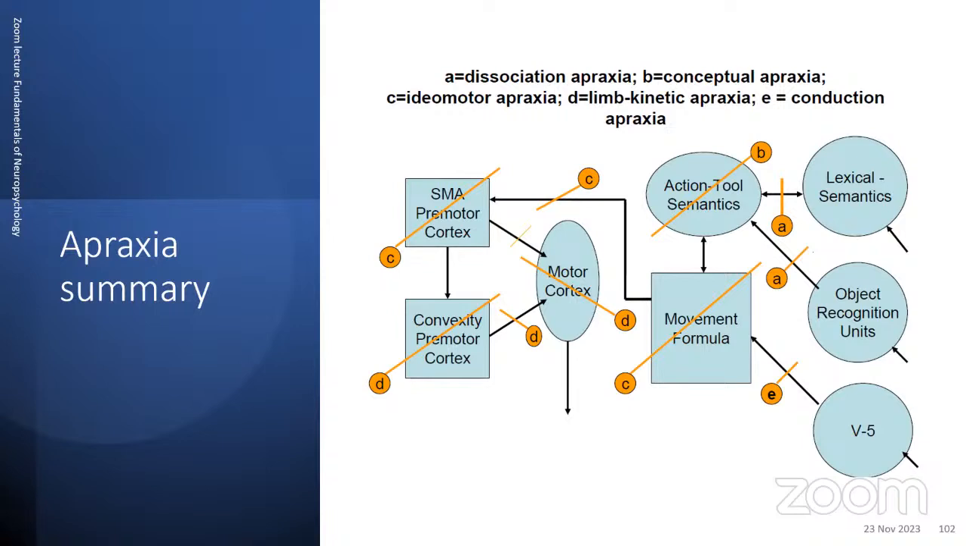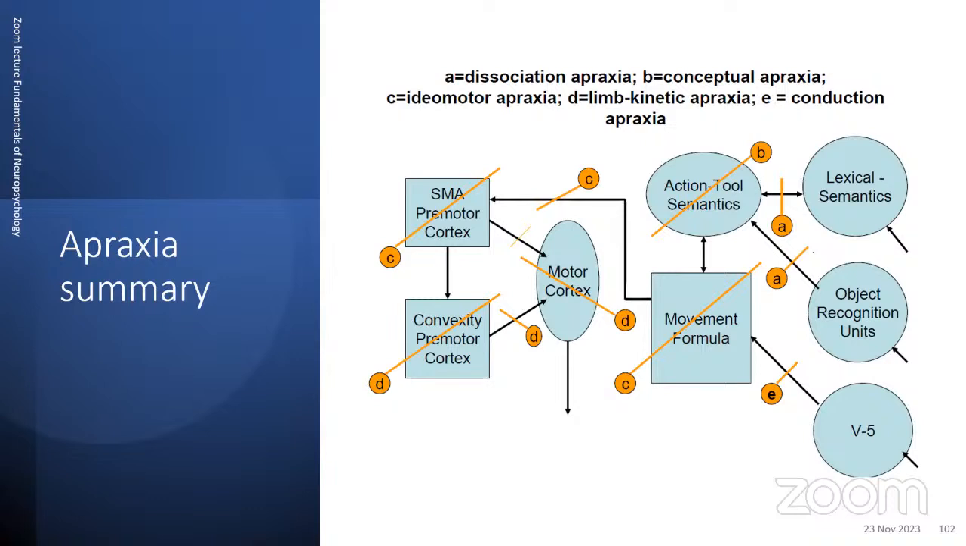A is dissociation apraxia. Here, lexical semantics are cut, object recognition units are cut. So then you can have the dissociation type. And B is conceptual apraxia, that is, action tool semantics are cut. So that's where you can get the action. Ideomotor apraxia, see the connections.